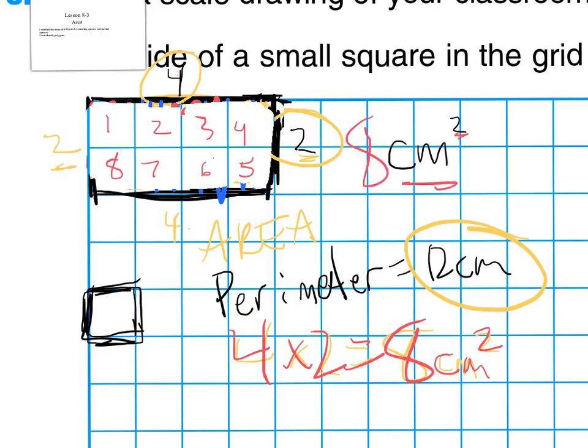Centimeters with a little 2 above it. Square centimeters. Okay? Because I'm covering everything on the inside. This was an easy one for you.